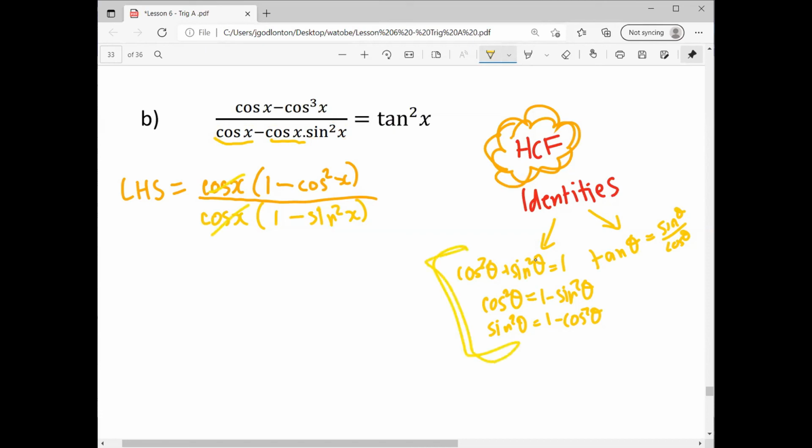brains need to be jumping over here because what is 1 minus cos squared x? What does this equal? Sin squared x. Yes. And 1 minus sin squared x is cos squared x. And sine over cos is tan. And that is equal to our right hand side. How cool, how satisfying is it when it all just sort of comes together?